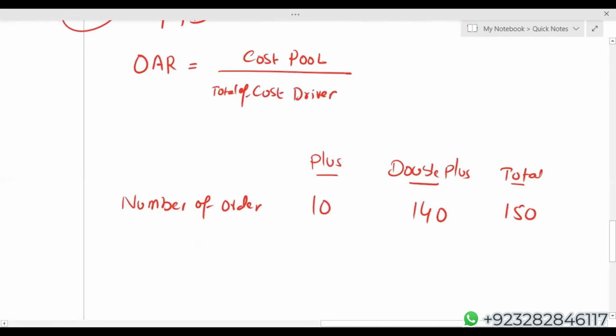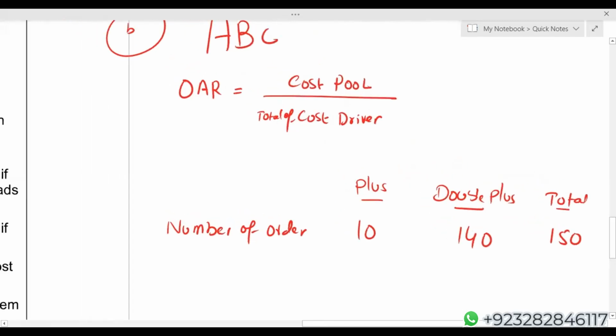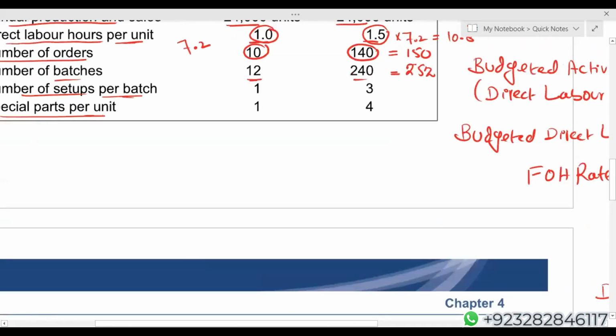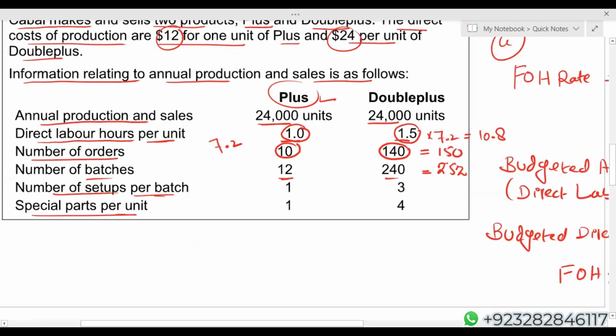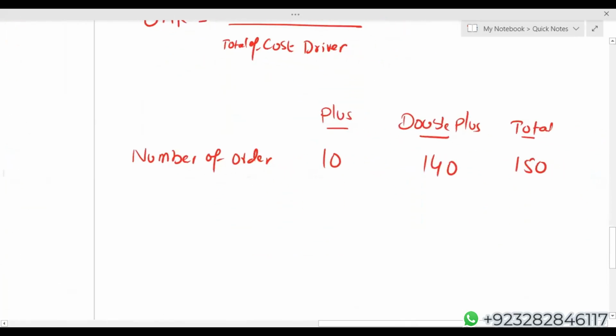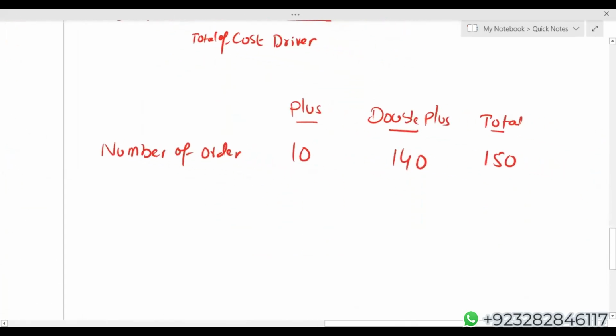First, we need to know the total of the cost drivers. So number of orders, the total is 150. Now come back. Number of batches, plus is having 12 and double plus is having 240. So the batches are 252.